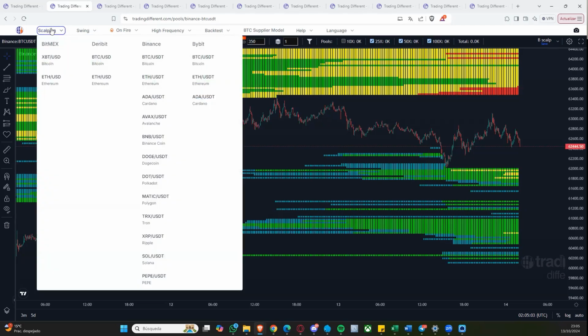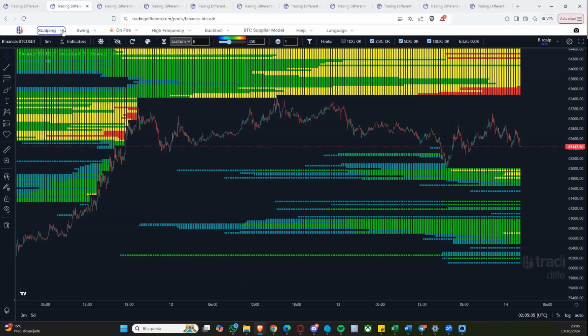For scalping, we have 5-minute, 15-minute, and 1-hour time frames. These time frames are for scalping and intraday movements. For swing trading, longer and more extensive time frames are used.